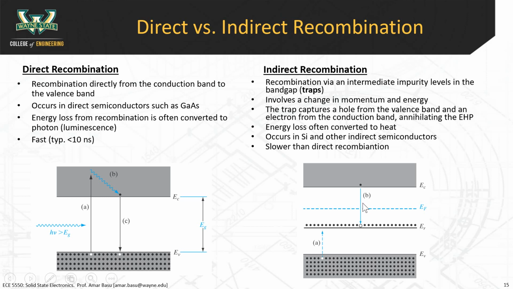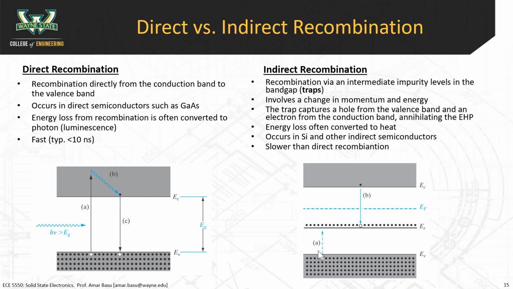And then a different electron could transition from the trap level into the valence band. So it's happening in a two-step process. There's two steps, so it ends up being slower. This electron might recombine here, but then it might take some time for the second recombination event to happen. So that indirect recombination involves two steps, so it's slower. The energy loss is often converted to heat, and it typically occurs in indirect bandgap semiconductors.